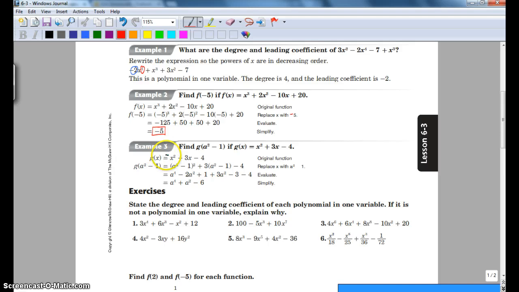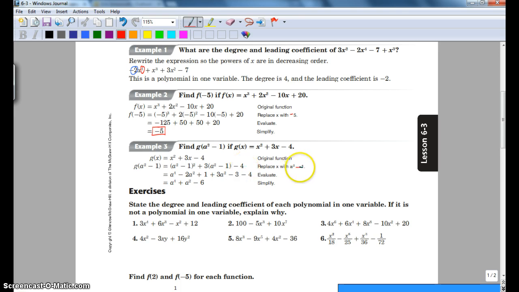Example 3. Find g of a squared minus 1 if g of x equals x squared plus 3x minus 4. So the original function is there. Simply plug in a squared minus 1 in for x. So a squared minus 1 in parentheses squared plus 3 times parentheses a squared minus 1 minus 4.